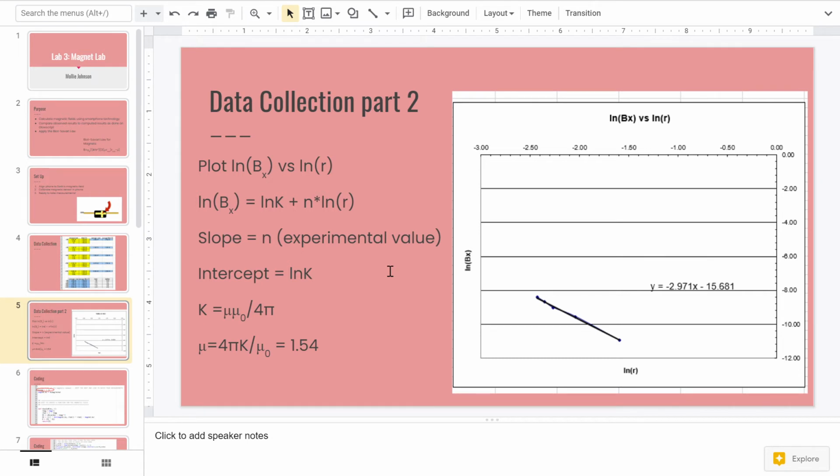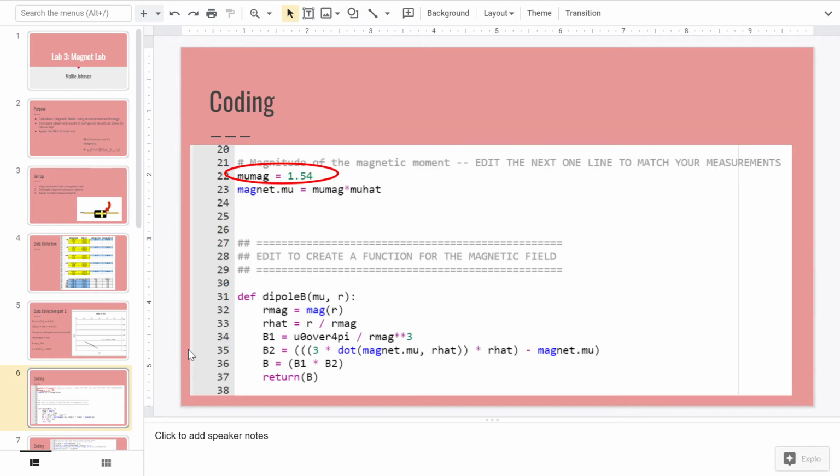We can use this intercept, the natural log of k, to calculate regular k, and using regular k to calculate mu. Mu is the magnetic moment, which we calculated to be 1.54. Using the magnetic moment, I put this in GlowScript to create a function that will find the magnetic field at a specific observation location. This essentially is just putting the Biot-Savart law into use.